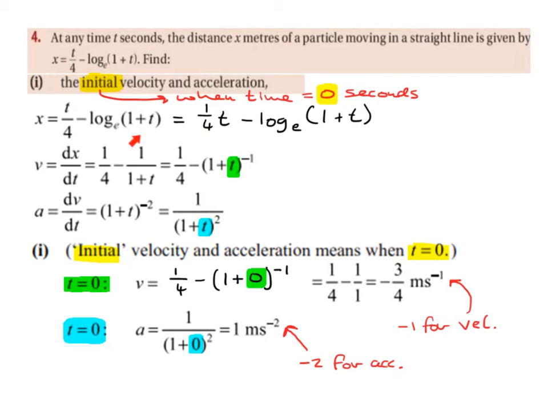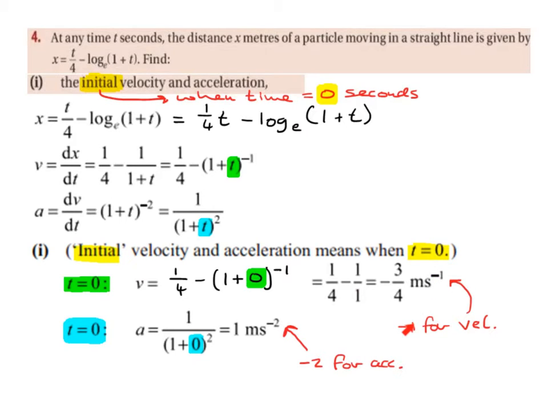Now the question asks us to find the initial velocity and acceleration. So the initial velocity is going to be when time is equal to 0 seconds. So initial velocity and acceleration means when t is equal to 0. So we take the velocity v, a quarter minus 1 plus t to the power of minus 1. We swap that t for 0. So we have a quarter minus 1 plus 0 to the power of minus 1, which gives us a quarter minus 1 over 1, which is going to be minus 3/4 meters per second.